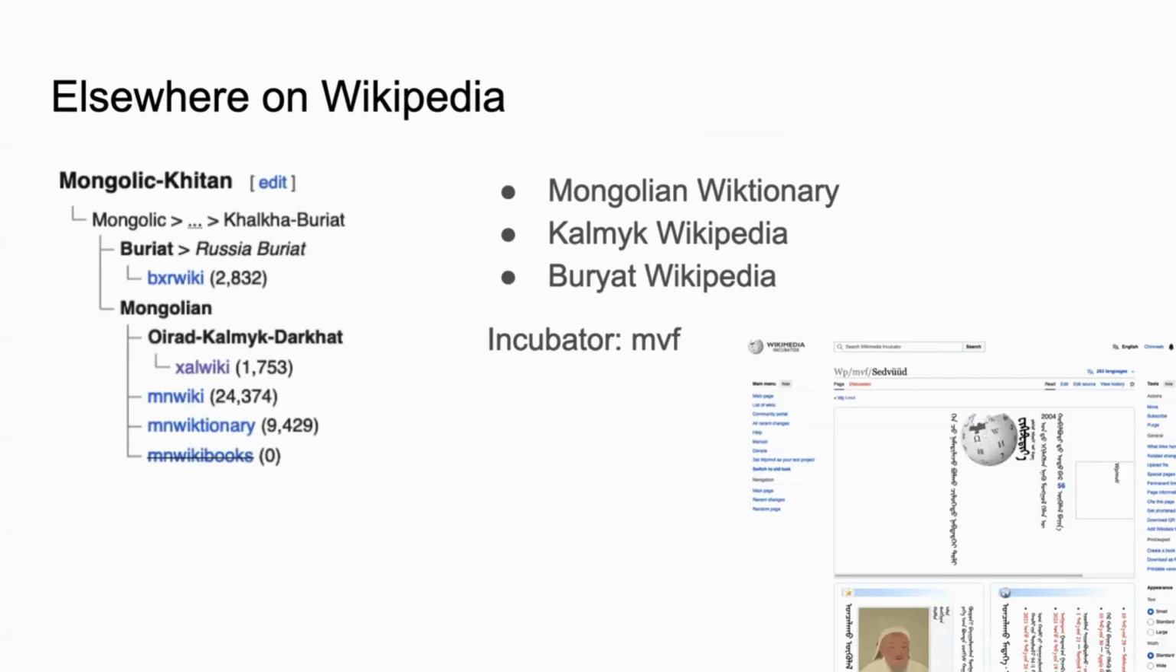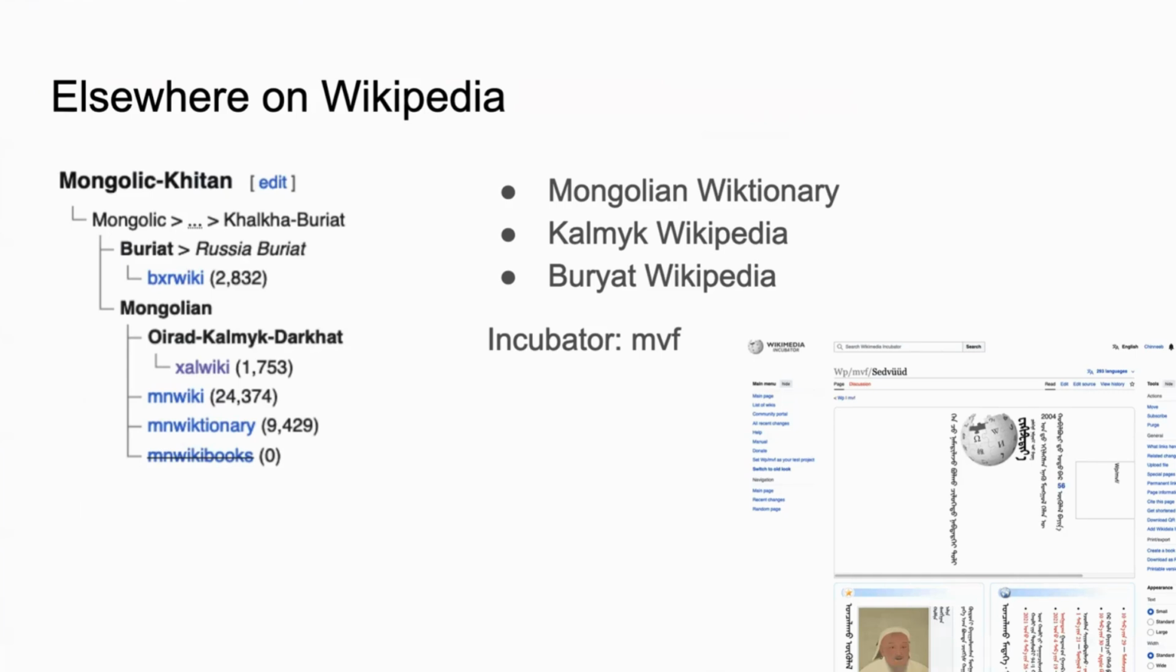Elsewhere on Wikipedia, I mentioned before that there are other Mongolian languages, and indeed, on Wikipedia there is a Buryat, which is a Mongolic language spoken in the Baikal Lake region, so right north of Mongolia, and then there's a Kalmyk Wikipedia as well. So the Kalmyks are Mongolic people who live next to the Caspian Sea, so also in Russia. There's also a Mongolian Wiktionary, which is actually pretty decent. I believe there was actually a bit of work done from the National University to populate articles here.